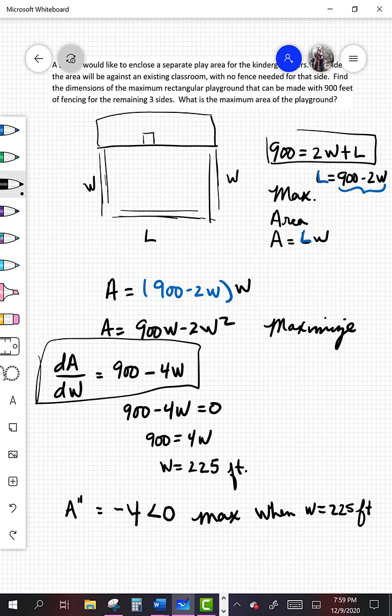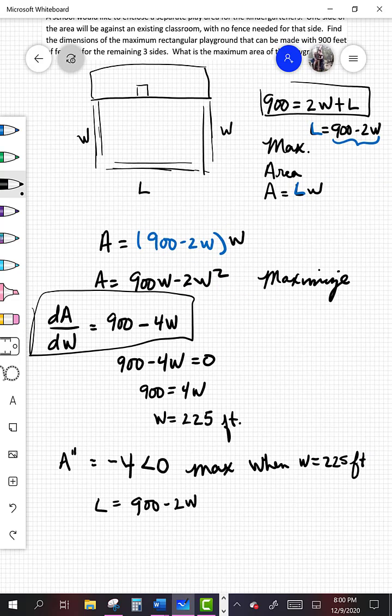We need to figure out what our length is. Our length is equal to 900 minus 2w. So 900 minus 2 times 225. So 900 minus 450, which is equal to 450.